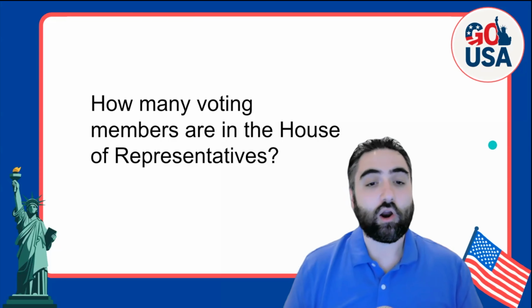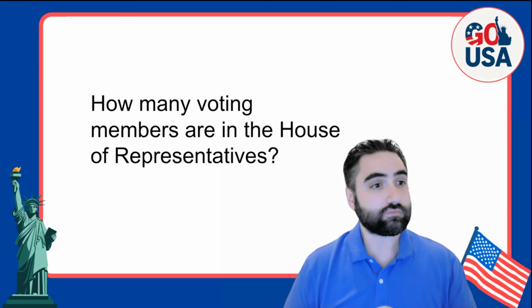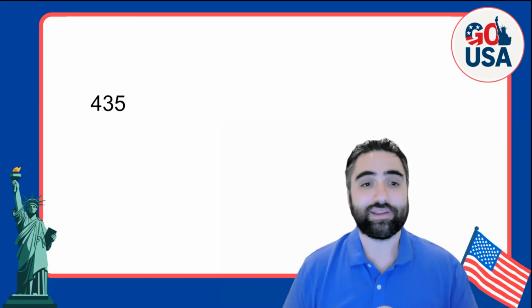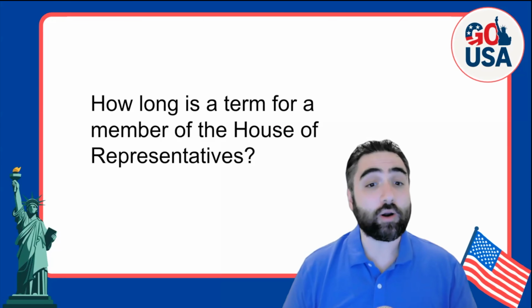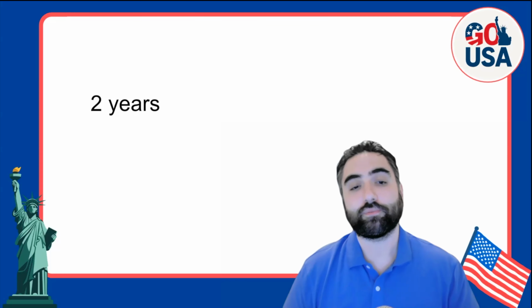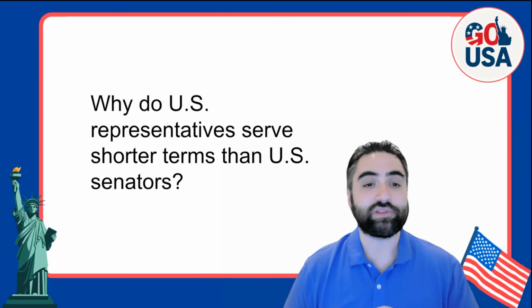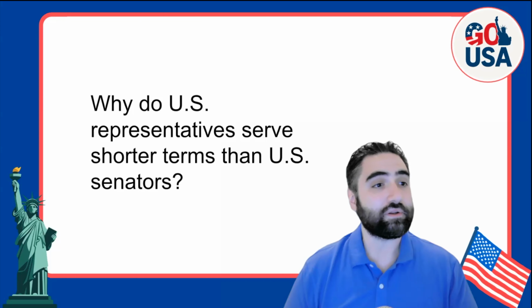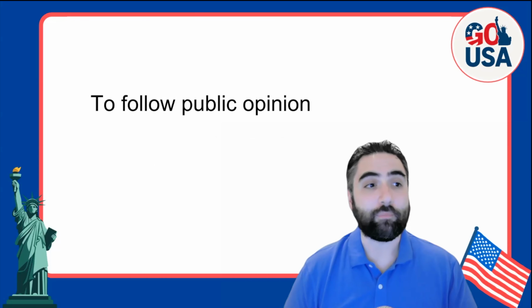How many voting members are in the House of Representatives? That is 435. How long is a term for a member of the House of Representatives? That is 2 years. Why do U.S. representatives serve shorter terms than U.S. senators? To follow public opinion.